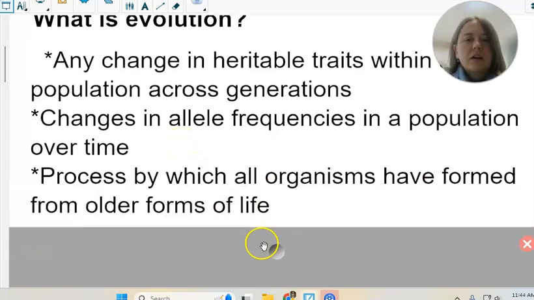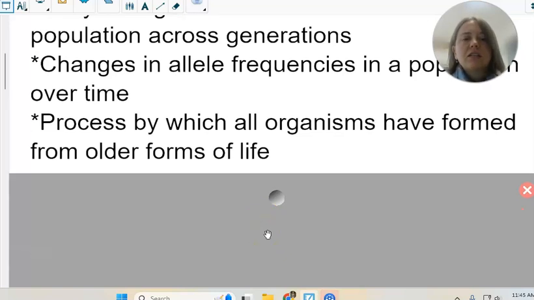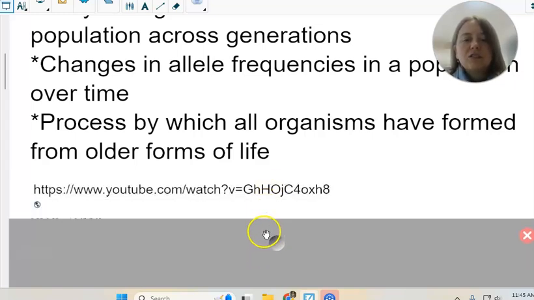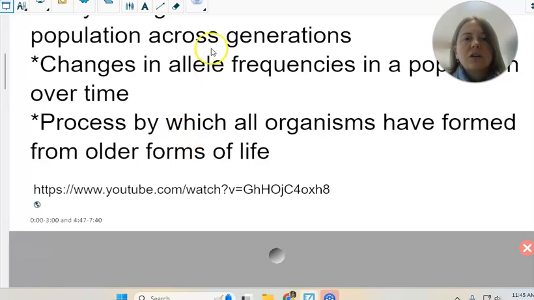Another way of talking about evolution is the process by which all organisms have formed from older forms of life. For example, how eukaryotes evolved from prokaryotes, so organisms with a nucleus evolved from things without a nucleus. And how plants evolved from simpler plants, and we'll get into that more as we go along. In class, we're going to watch a video that does a good job of explaining that.